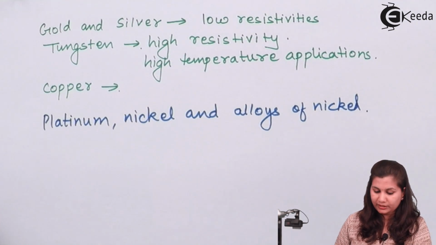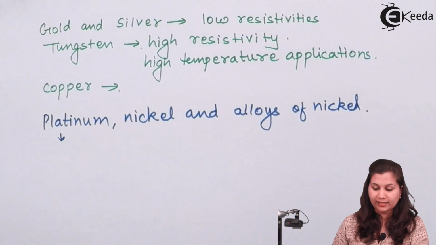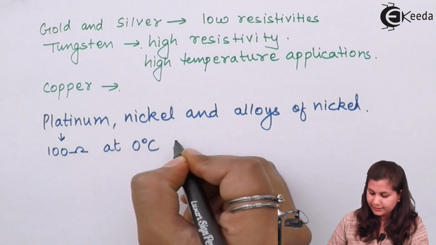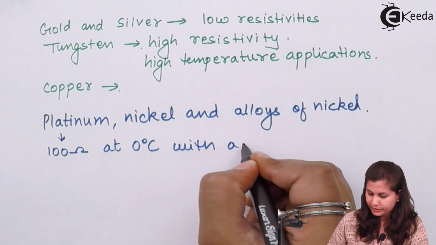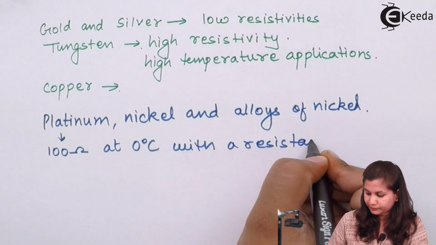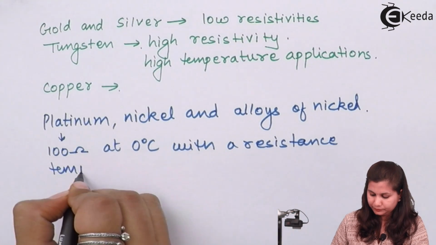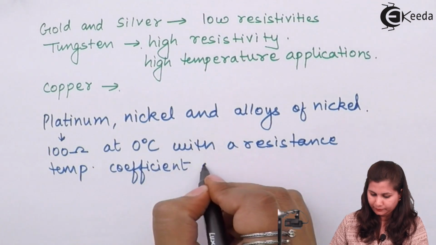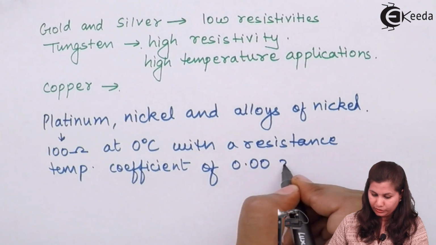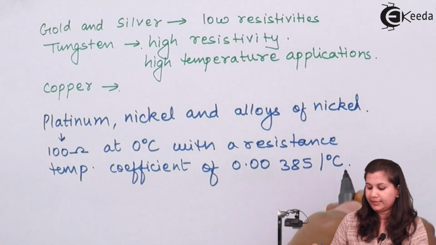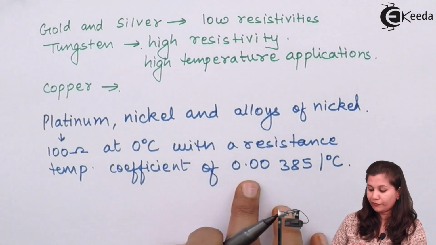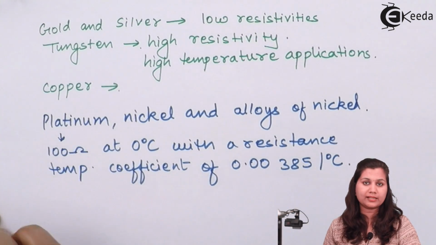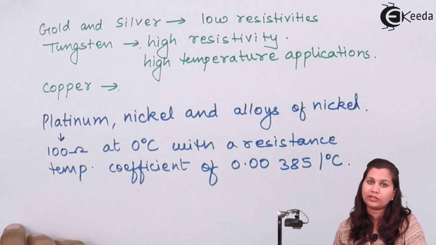Platinum is the best choice because it has a single defined value for the resistance, that is 100 ohm at 0 degrees Celsius, with a resistance temperature coefficient of 0.00385 per degree Celsius. So that is the resistance temperature coefficient. You can see that it has a positive temperature coefficient. That is why platinum is the standard and the best choice for the construction of RTD.